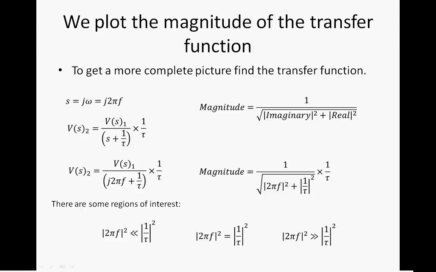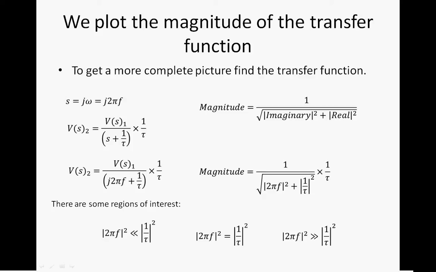Now let's look a little bit more at what that transfer function means. s equals j omega equals j 2 pi f, and so f is directly correlated with frequency, and a lot of times we just use s as a proxy for frequency. All right? In this case, we have the transfer function, and now we need to look at the magnitude of this transfer function because we have both real and imaginary parts.